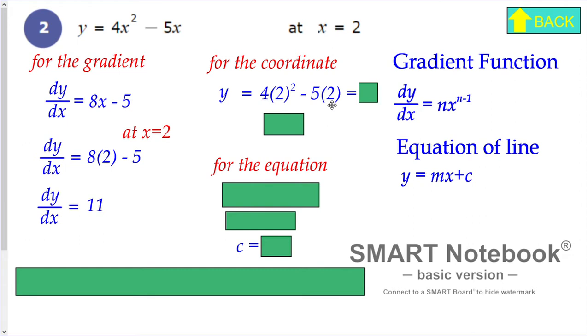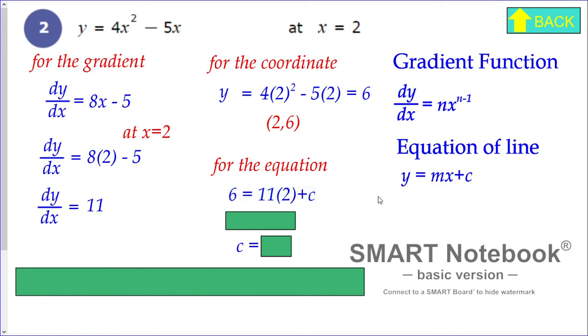Subtract, 5 times 2 is 10. 16 minus 10 equals 6. This is the y-coordinate for our point at x equals 2. So our coordinate is 2, 6. The last step is to actually get the equation itself. For the equation, we have a gradient, it's 11, and we have a coordinate, it's 2, 6. Now we need to use the equation of a line.